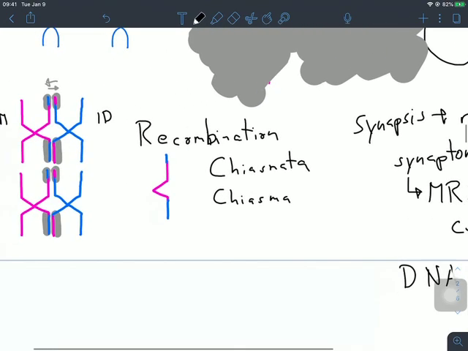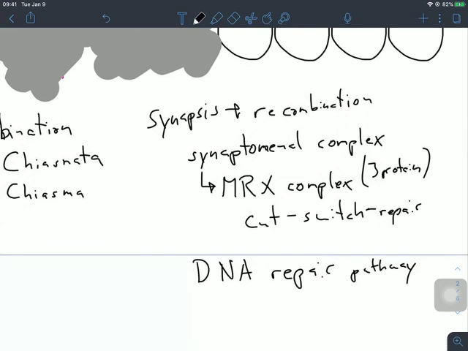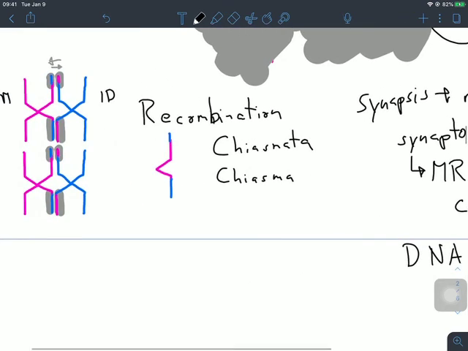And so fundamentally, because these chiasmata are forming, in order to have synapsis occur when the chromosomes line up close enough to switch over, the recombination will occur at the synaptonemal complex, where a very specific protein complex, called the MRX complex, will cut, switch, and repair over the 2 different sides.